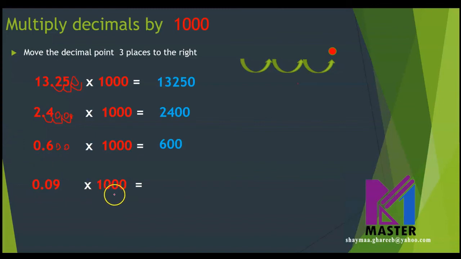Now, let's see this. 0.09 times 1000. So I need to move the decimal points 3 places to the right. I only have 2 places to the right, which means I'm going to add 0 to the end of the number to have 3 places. Now, after moving the decimal point, what number I will have? Number 90. Don't write 0090, okay?